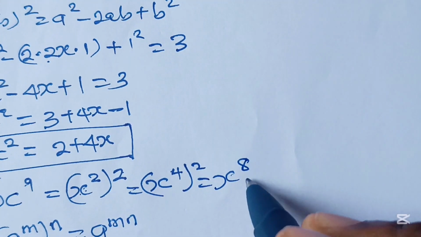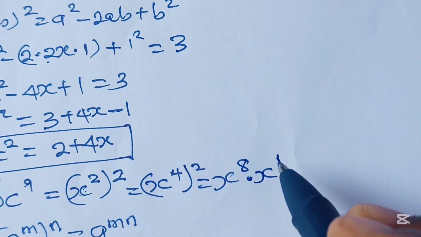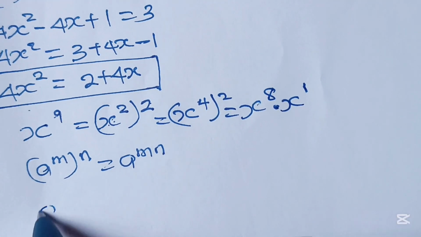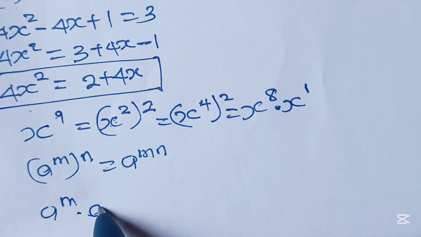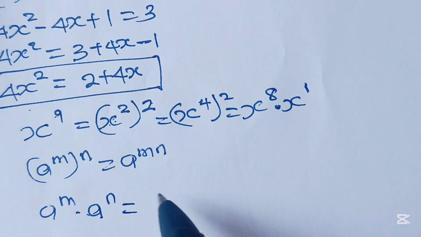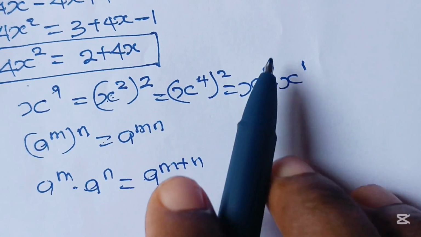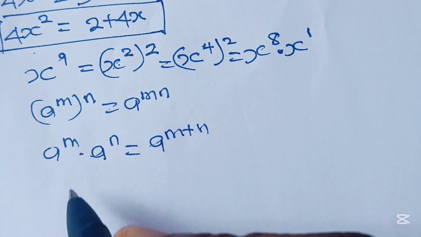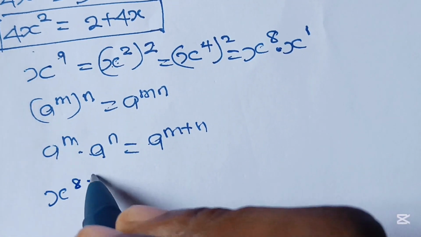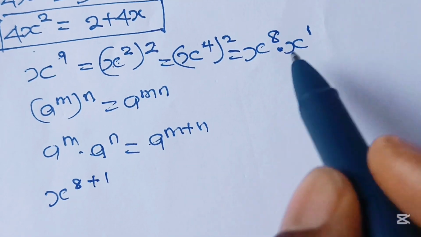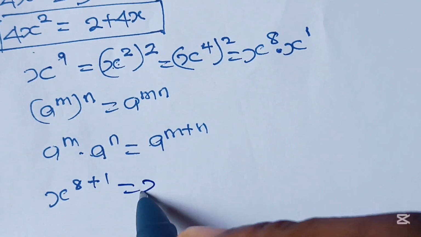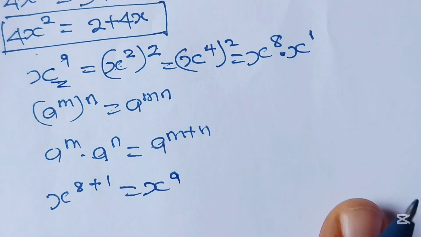Right? Now, if we multiply this by x to the power of 1, because when you have a to the power of m multiplied by a to the power of n, it is equal to a to the power of m plus n. So if we multiply x to the power of 8 by x to the power of 1, we are going to have x to the power of 8 plus 1, right? So we pick one base and we add the powers. So we get x to the power of 9, which is what we are looking for.